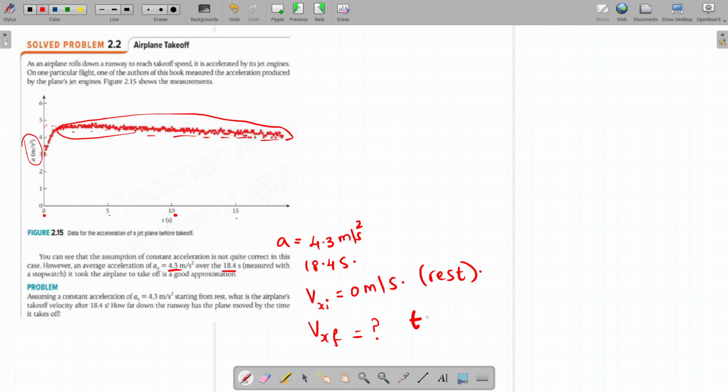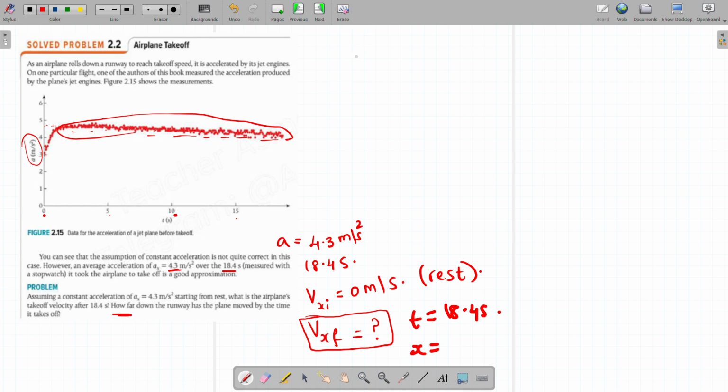after 18.4 seconds. Then next, how far? So we have to find x. How far down the runway has the plane moved by the time it takes off? Okay, first we can find Vx final.